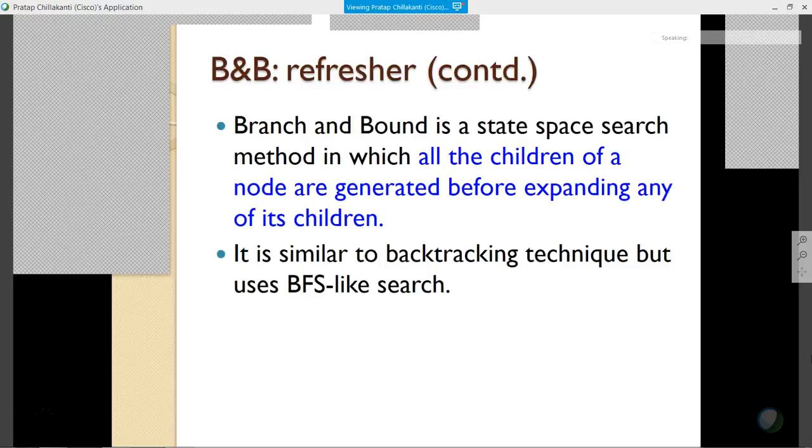So when you are doing that search tree, you're doing breadth first. When all the children of a node are generated before expanding any of the children, that is breadth first, as opposed to depth first.